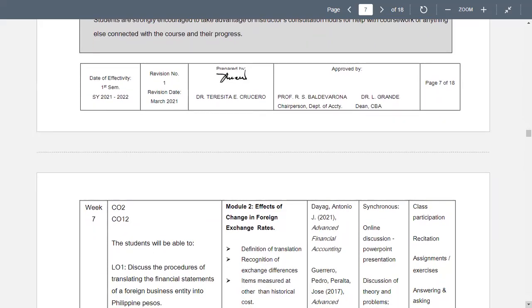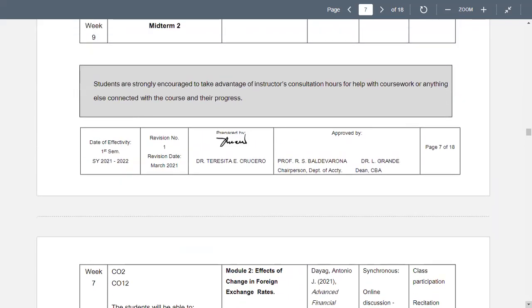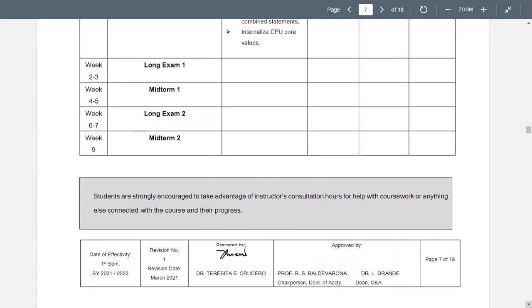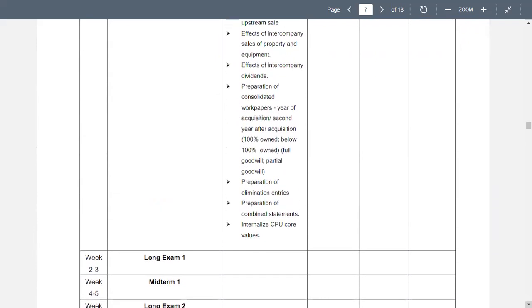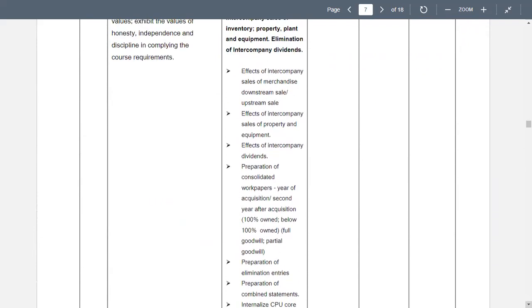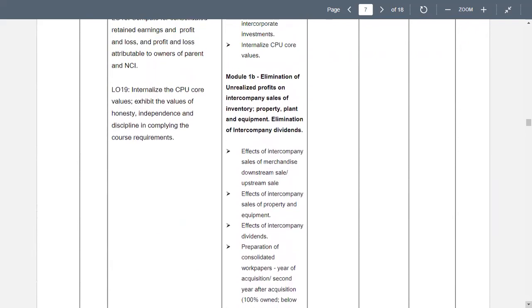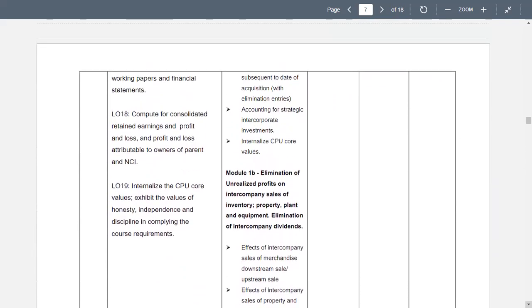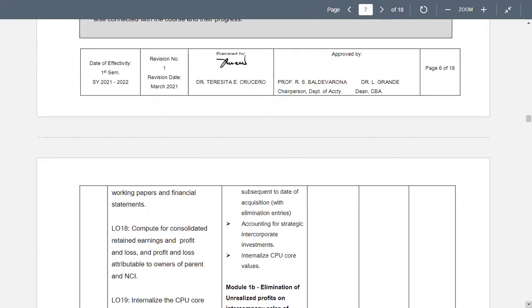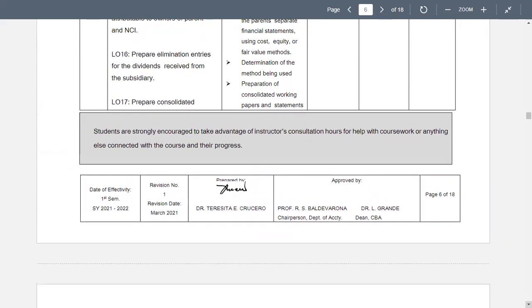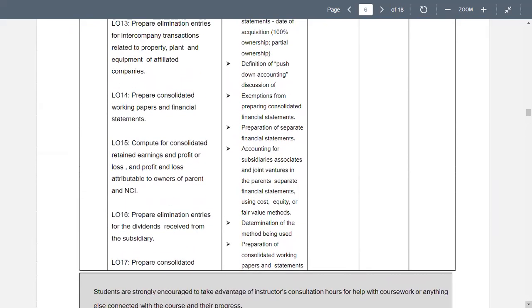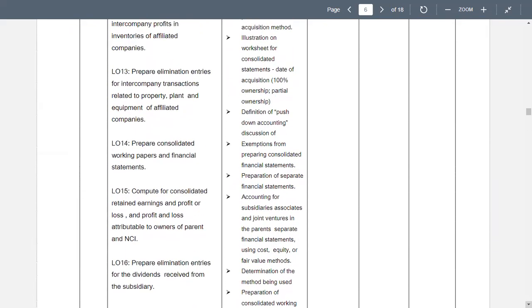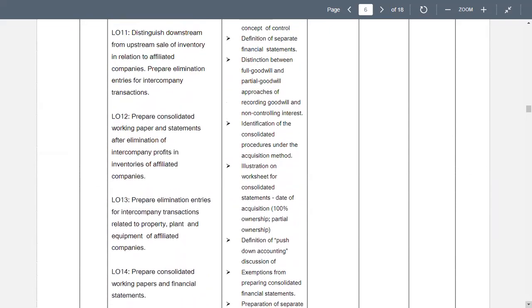Okay, so in this connection, again, I'd like to emphasize that for business combination, we have only one syllabus applicable for both Accounting 3122 and Accounting 3123 classes. That's all applicable for the first term.